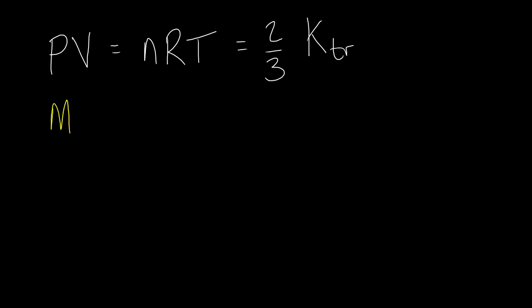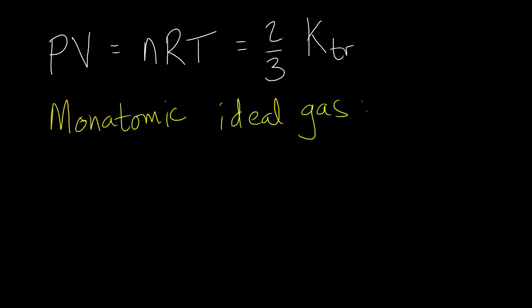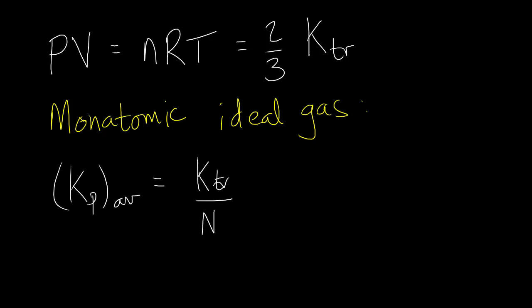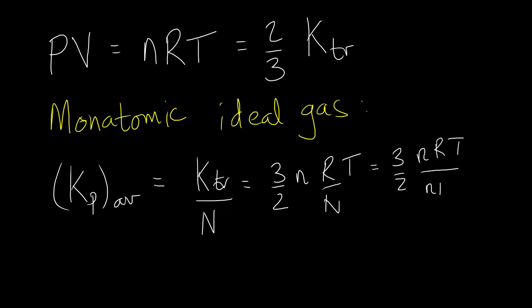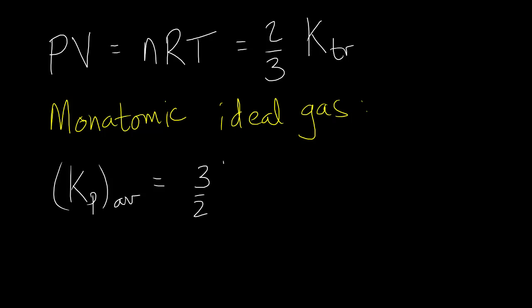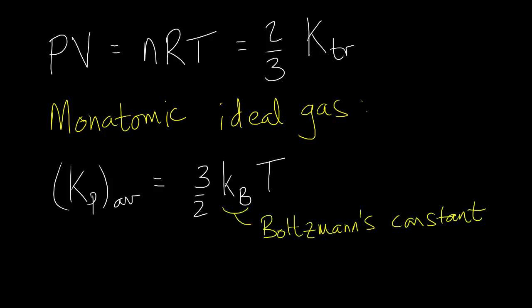For a monatomic ideal gas, the average particle kinetic energy, Kp average, is equal to KTr over N, which is equal to 3/2 nRT divided by N, which is equal to 3/2 nRT divided by n N_A, since the number of particles is equal to the number of moles times Avogadro's number. So the average of Kp is equal to 3/2 R upon N_A times T, which is equal to 3/2 kB T, where kB is Boltzmann's constant.